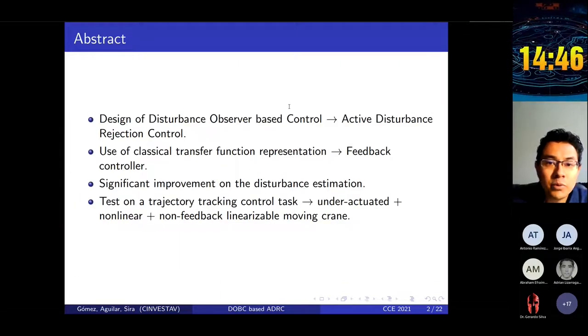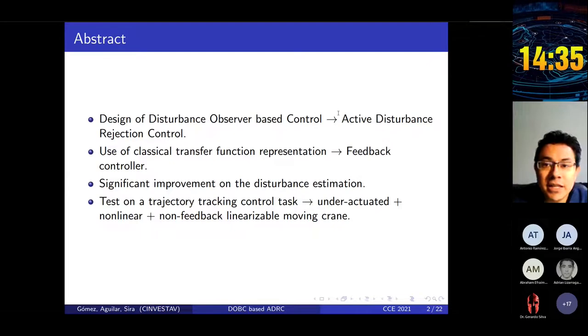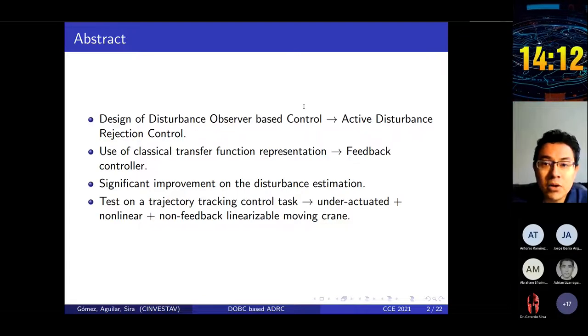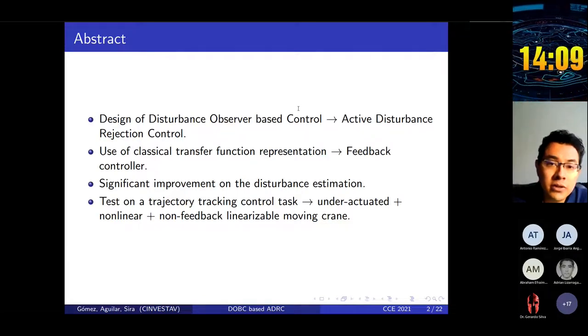Well, our work proposes the design of a disturbance observer-based control from a reduced-order extended state observer, active disturbance rejection control scheme. Then, taking advantage of the degree of freedom of the controller in the DOB scheme, a full reduced-order ADR controller is configured as feedback controller using its classical transfer function representation. This leads to a significant improvement in the disturbance estimation. Finally, this scheme will be tested on an underactuated, nonlinear, non-feedback linearizable moving crane.